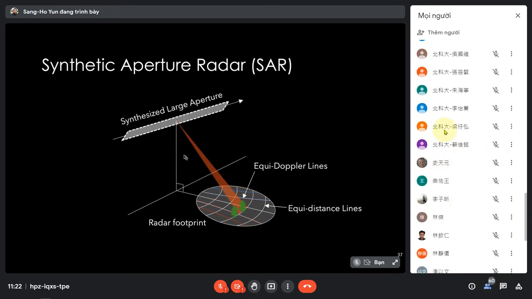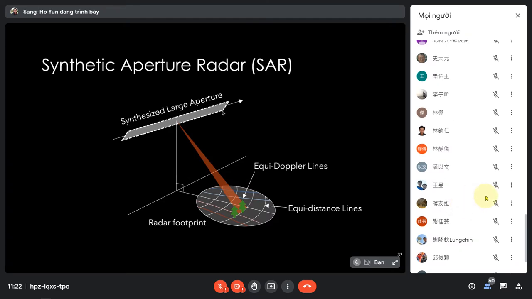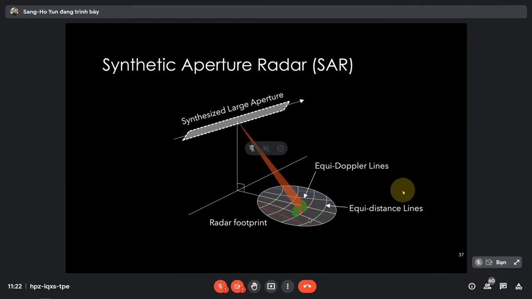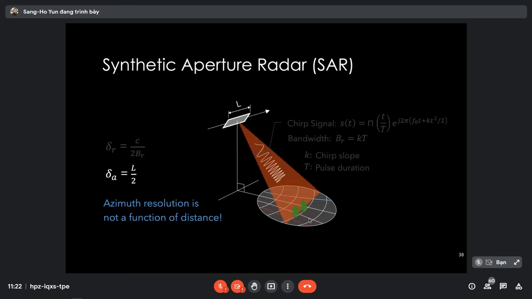In that case, we synthesize a large aperture as if we have a long antenna to achieve a narrow beam. That's where the word synthetic aperture comes from. And there's a very nice property of that. Remember previously we saw that the azimuthal resolution depends on the distance. But once you engage the synthetic aperture radar technique, the azimuthal resolution doesn't depend on the distance anymore. In fact, it's just half the length of the antenna.